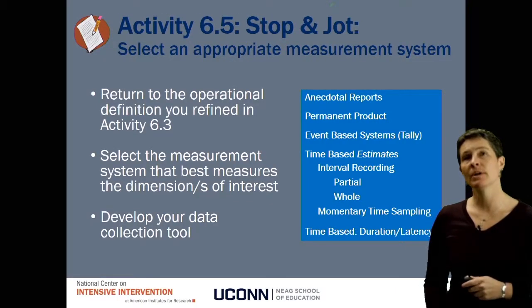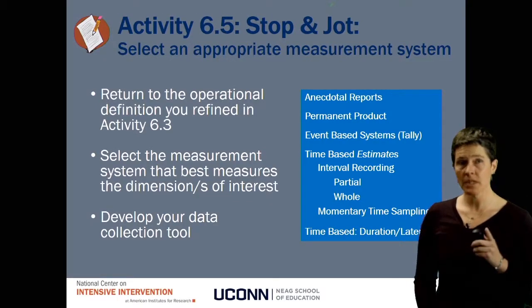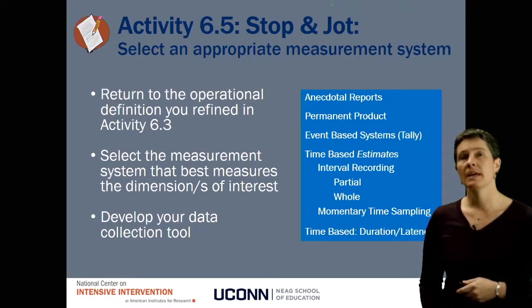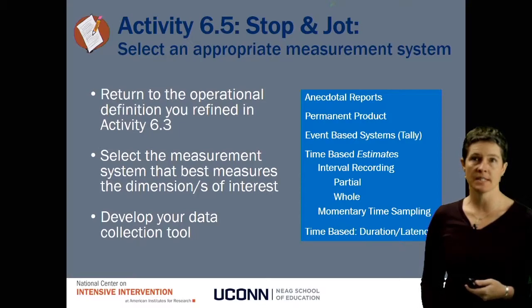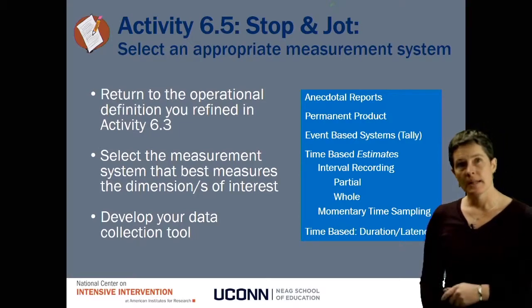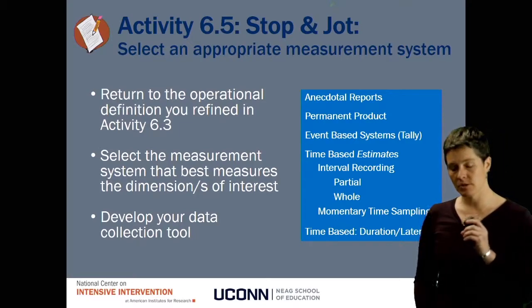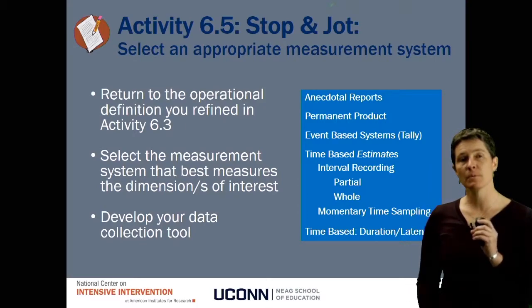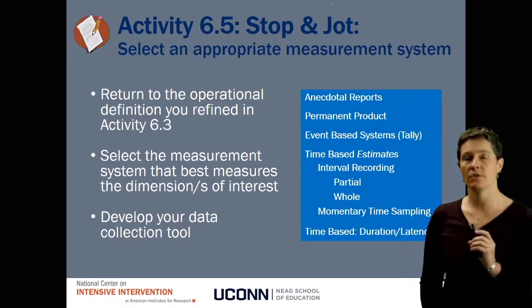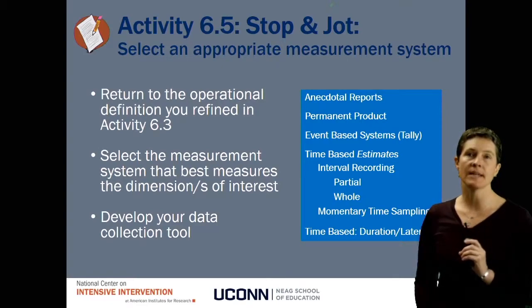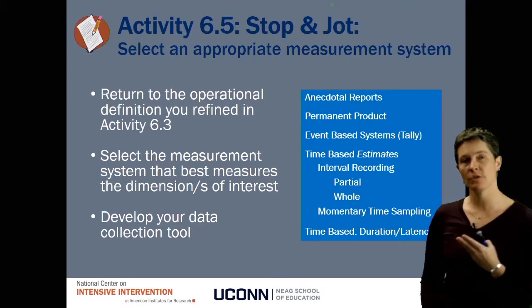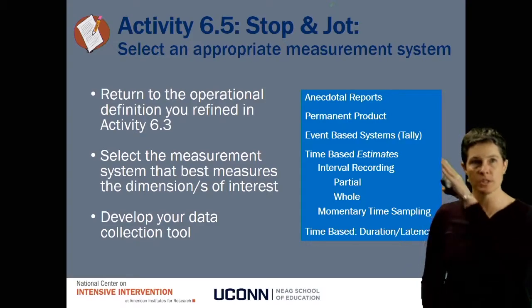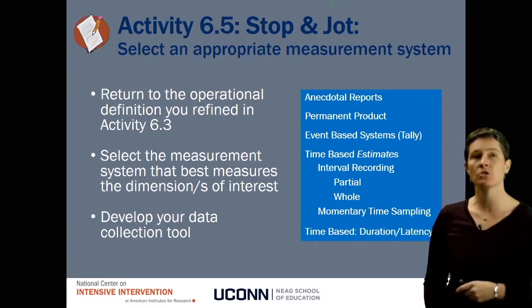All right, now we want you to take a couple of minutes and do this stop and jot activity. Go back to the operational definition that you refined in activity 6.3. Think about the specific behavior and the particular dimension of behavior that you want to measure, and then select a measurement system that you think best matches that dimension. So use the dimension of behavior to help inform your choice. Which measurement system might you choose?